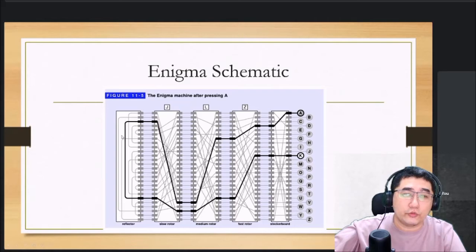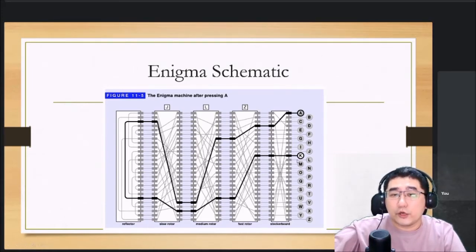Then it passes through the reflector. It comes out of the third rotor, the second rotor, the first rotor, then passes by the plug board, and only then lights up. So A will go through this journey, then comes to K.